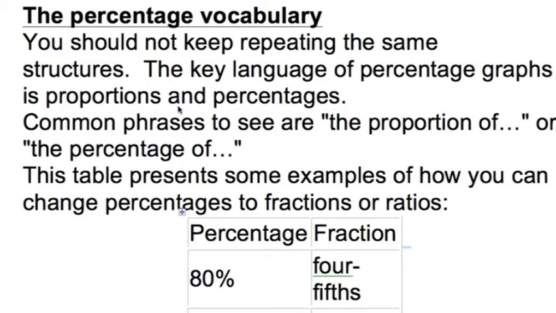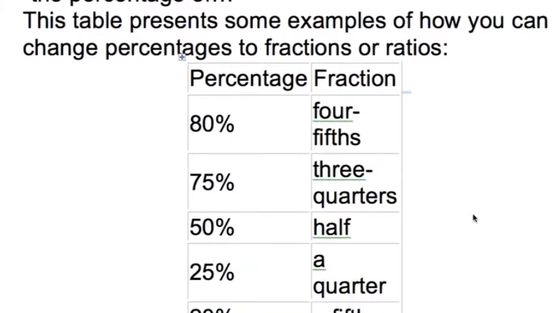So the key language of percentage graphs is proportions and percentages, and common phrases to see are the proportion of or the percentage of. So today we are going to discuss a table, and this table presents some examples of how you can change percentages to fractions or ratios. For example, if something is given 80%, then you can say 4 fifths. Supposing 80% of students choose to study in a university because of the reputation of the teaching staff, you can say 4 fifths of the students chose the university because of the reputation of the teaching staff.